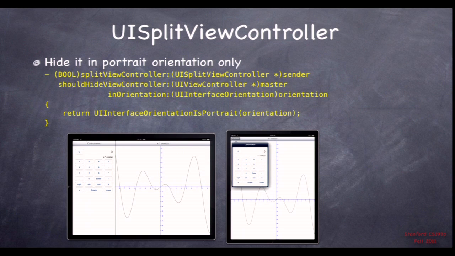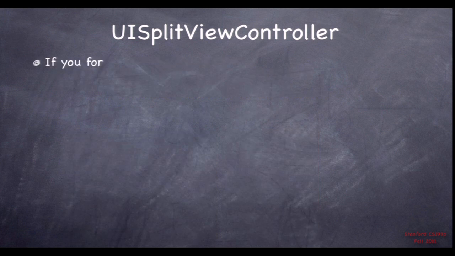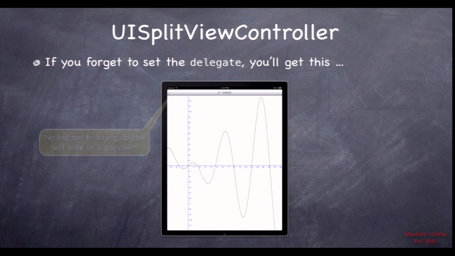Everyone understand this? So it's returning whether the interface orientation is portrait, right? So it hides it when it's in portrait. That's the default. If you don't implement the method, that's what you get. And that's the problem if you don't implement the rest of the delegate methods, because in portrait, it's going to hide it, and you've got to put that little button up there because it doesn't do it for you. It gives you the button, but you've got to put it on screen. Okay. So yeah, if you forget to set the delegate, you're going to get this in portrait mode.